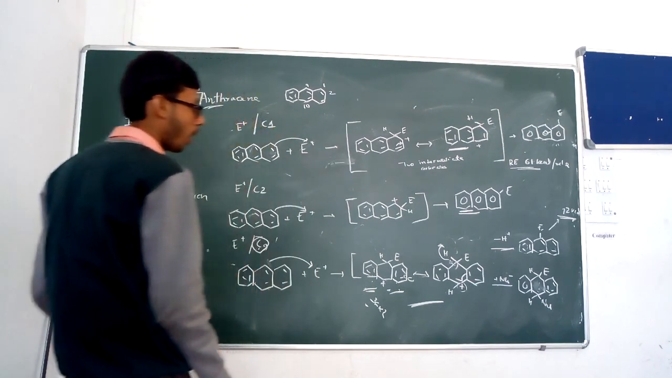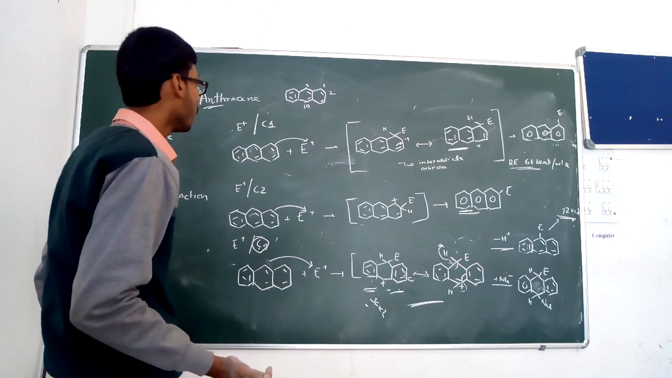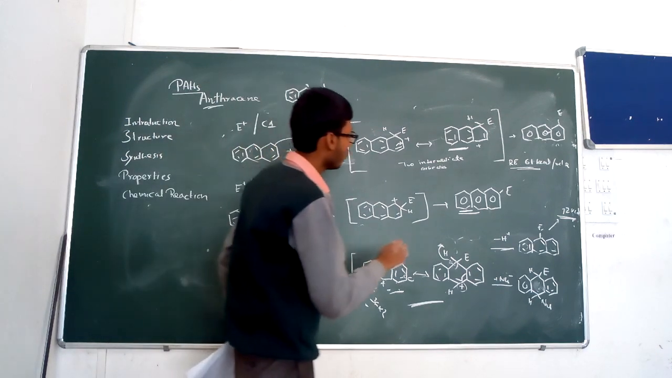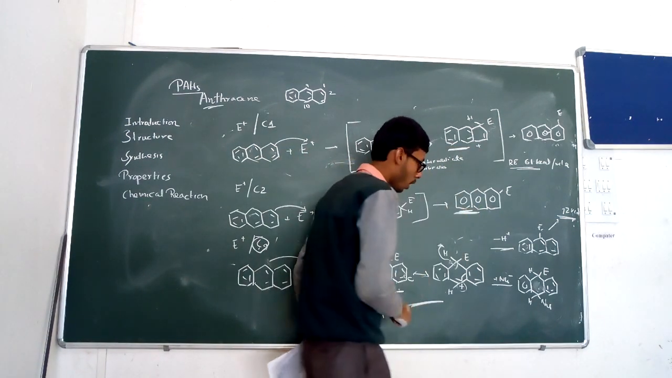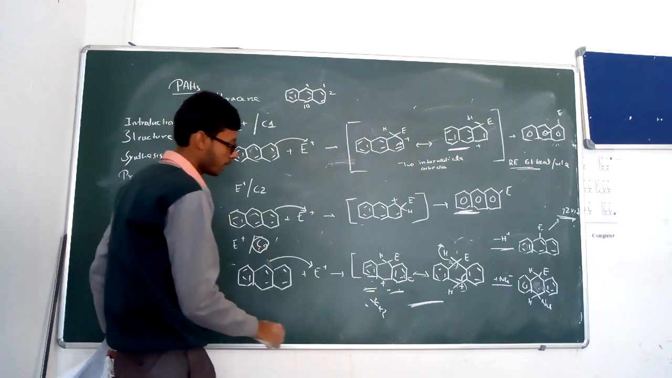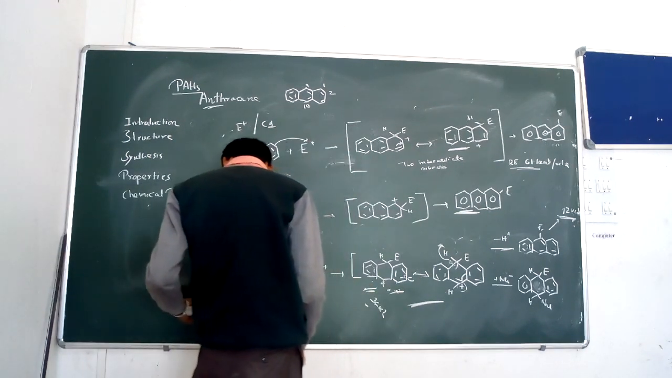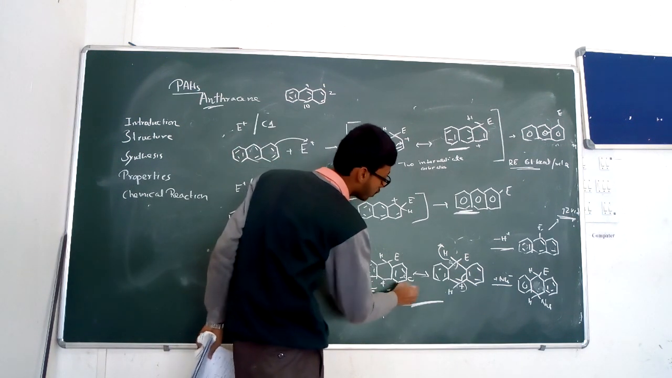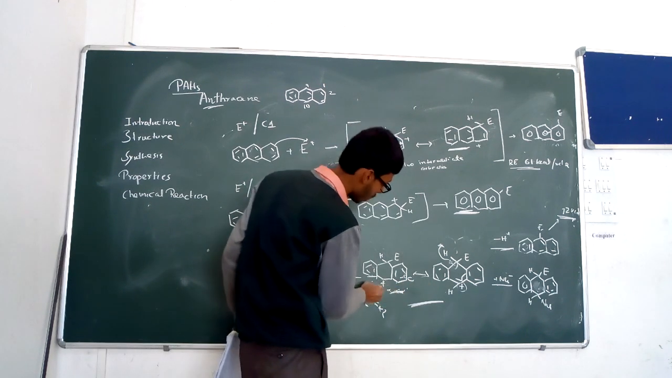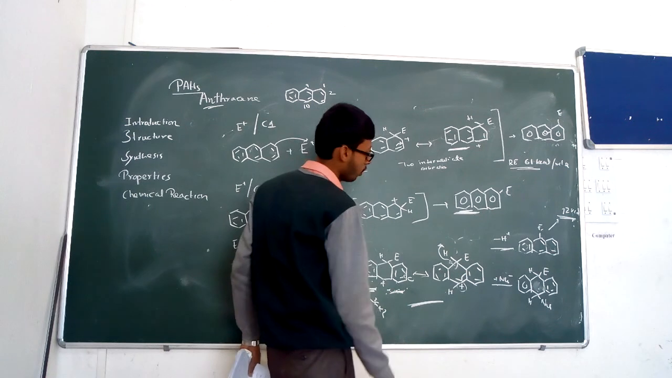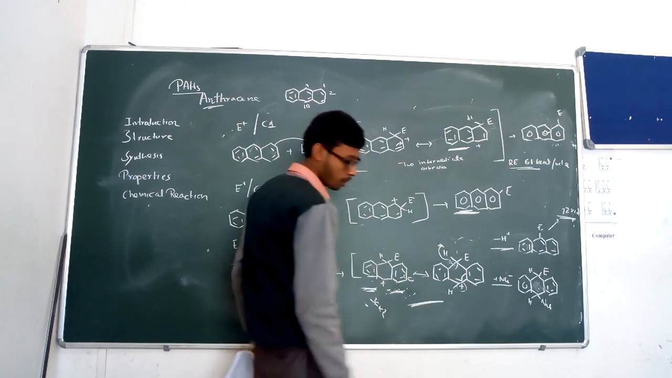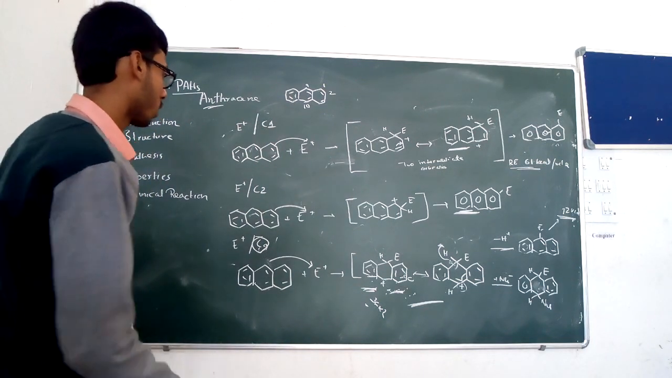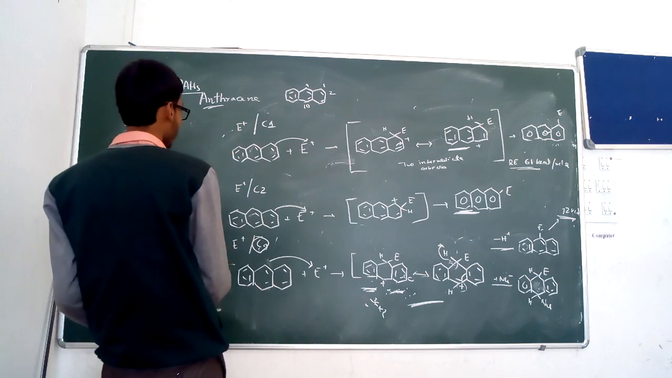So I hope you understand. Just remember that in C1 and C2 attack the naphthalene molecule is retained, but in C9 attack individual benzene molecules are retained. That's why this carbocation is more stable, and so this attack normally occurs at the C9 position of anthracene. I hope that is clear.